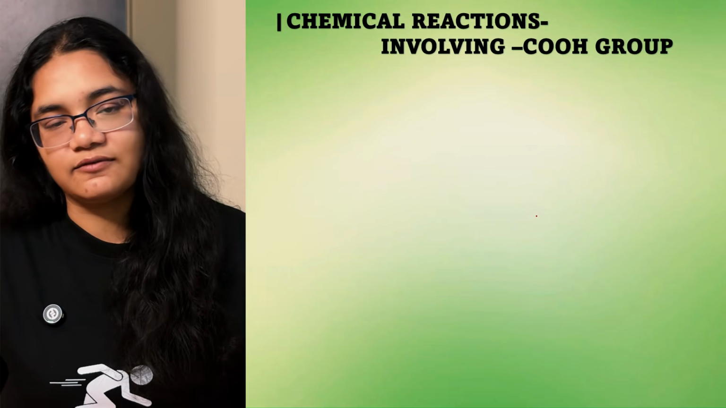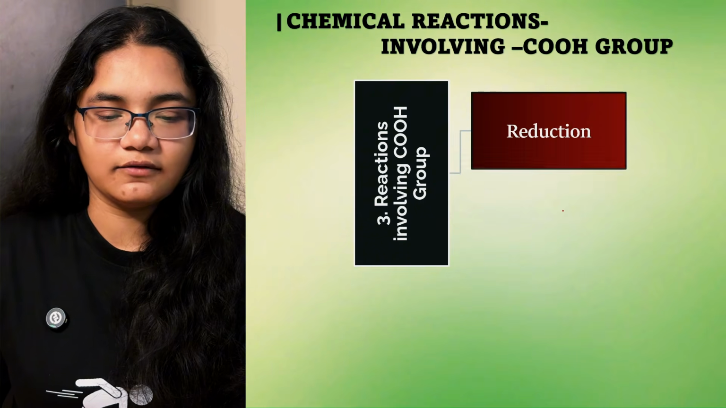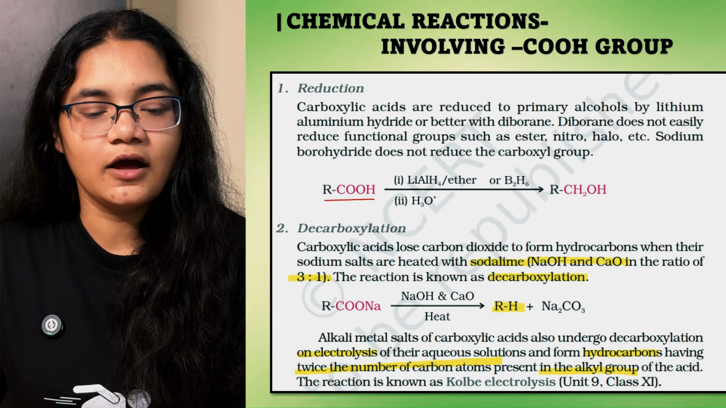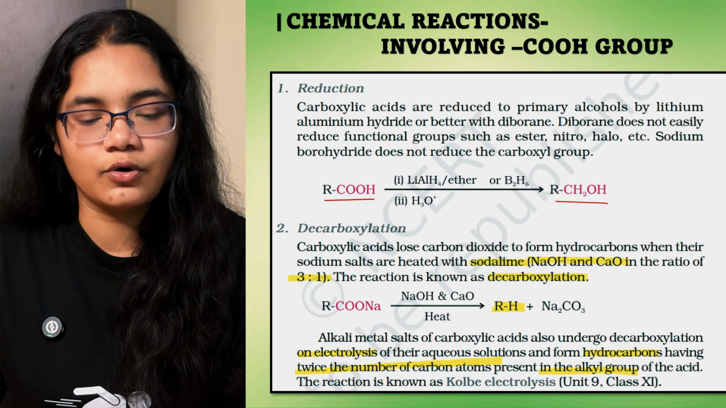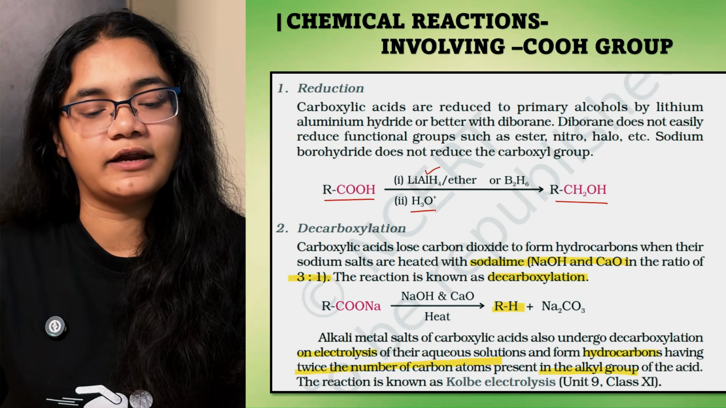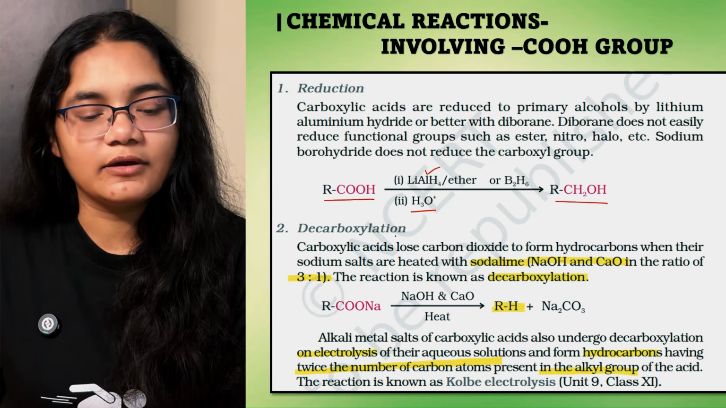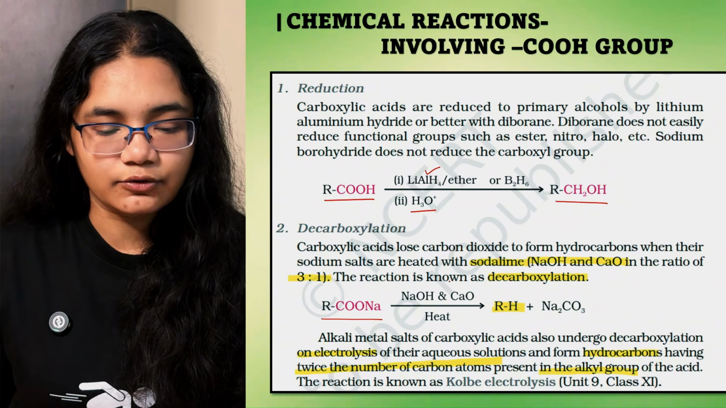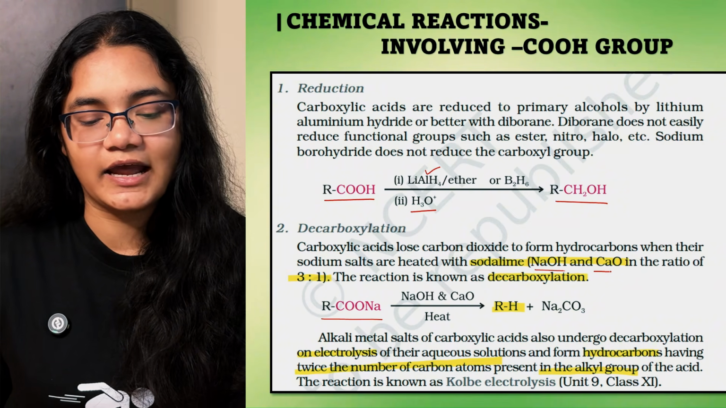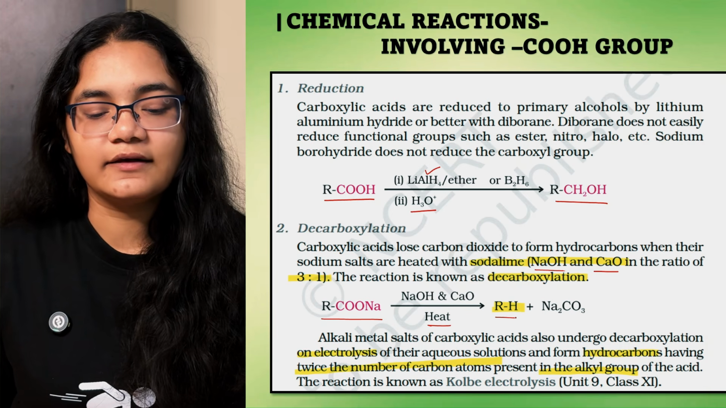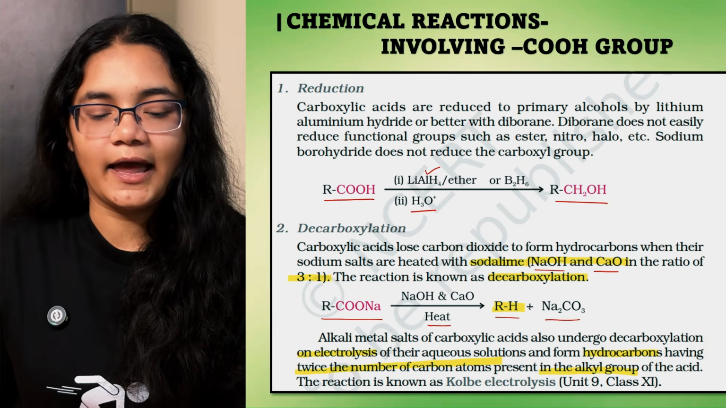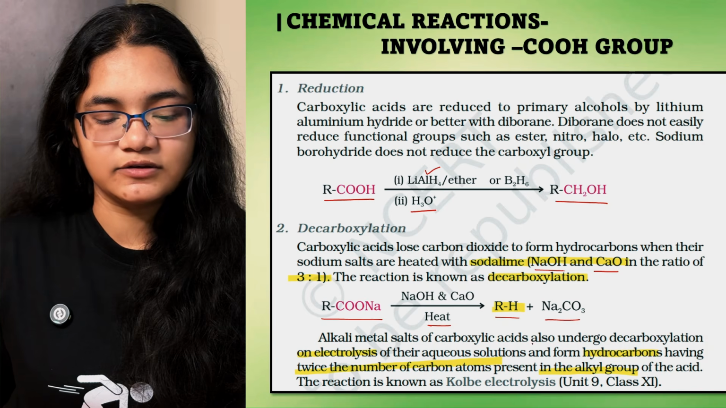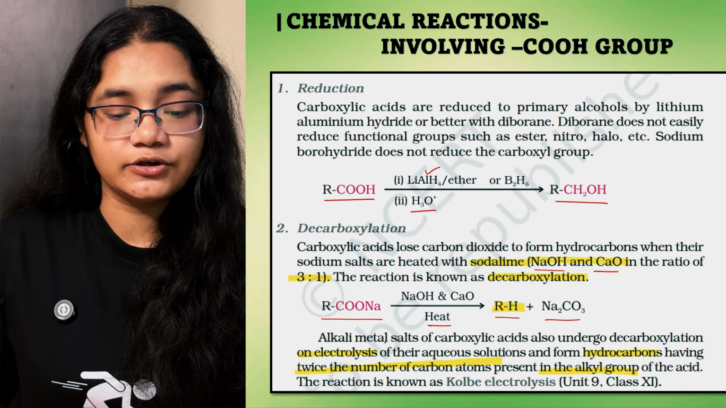Now we'll talk about the reactions involving the entire COOH group. So here we have reduction and decarboxylation reaction. Any RCOOH group can be easily reduced to alcohols by strong reducing agents like lithium aluminum hydride and H3O plus. Now coming to decarboxylation reaction, when you have RCOO minus or a salt of carboxylic acid, and you treat it with soda lime, NaOH and CaO, and you heat it, that gives you RH plus Na2CO3.